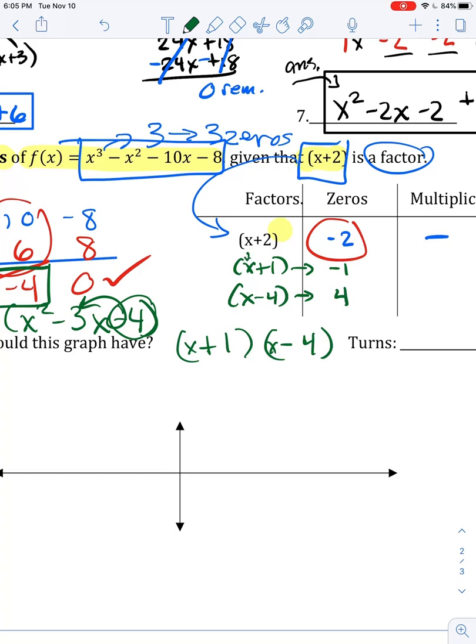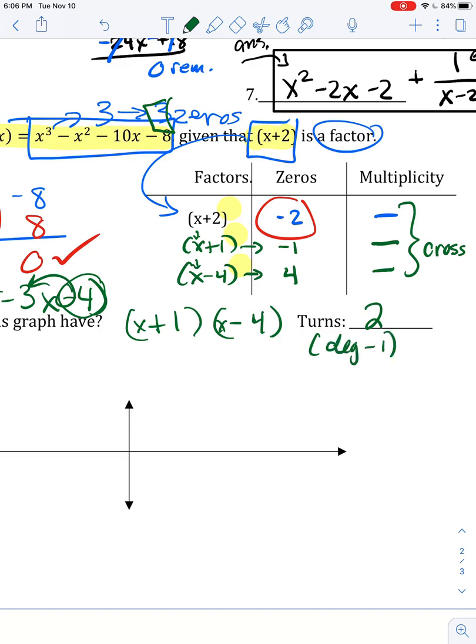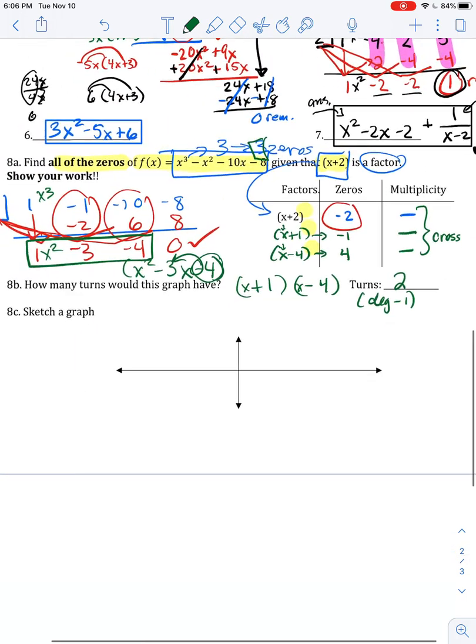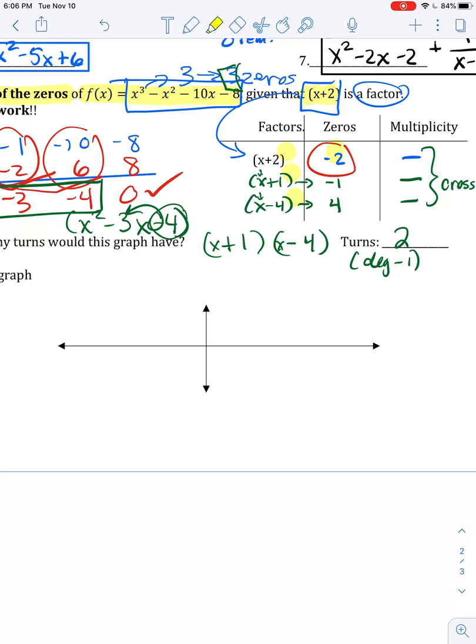Because if I put a negative 1 in here, that would make it 0. If I put a positive 4 in here, that would make it 0. Neither one of these has a power or a repeating, like it's not listed twice, so there's no multiplicity, which means all of these are just going to cross plain Jane at that spot. I'm expecting with a degree of 3, I'm expecting 2 turns because it's the degree minus 1.